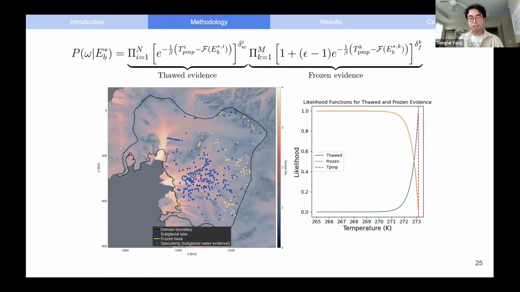And assuming that each individual piece of evidence of this basal thermal state is independent, we can express this likelihood function as essentially a product of all of them. This plot shows essentially all the subglacial lakes and high specularity, meaning existence of water from radar, and also places that we are pretty confident there's absolutely no water in this drainage basin.